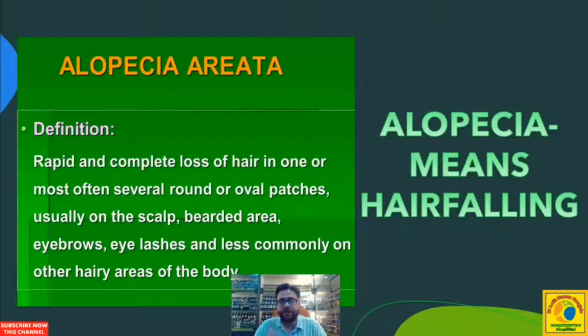Now, what is the definition of alopecia areata? For those people who are not aware of the word alopecia, alopecia means general hair falling. Alopecia is the term used for generalized hair falling. Whenever a person is suffering from hair falling, it can be regarded as alopecia. Now, what is alopecia areata? Alopecia areata means rapid and complete loss of hair in one or most often several round or oval patches, usually on the scalp, beard area, eyebrows, eyelashes, and less commonly on other hairy areas of the body. I hope you are getting my point regarding what alopecia areata is.